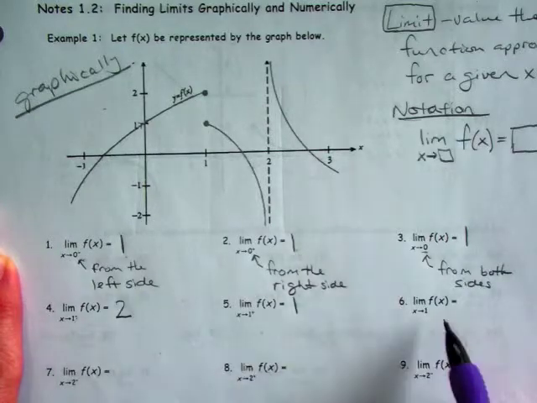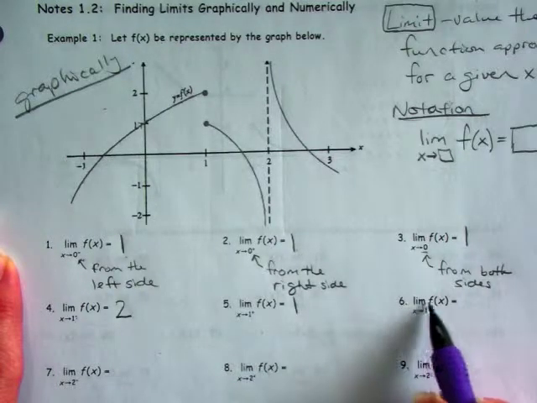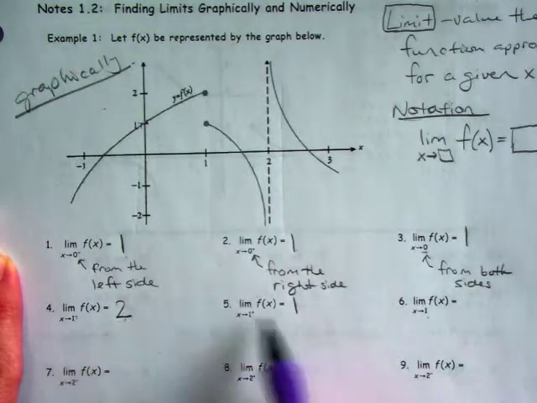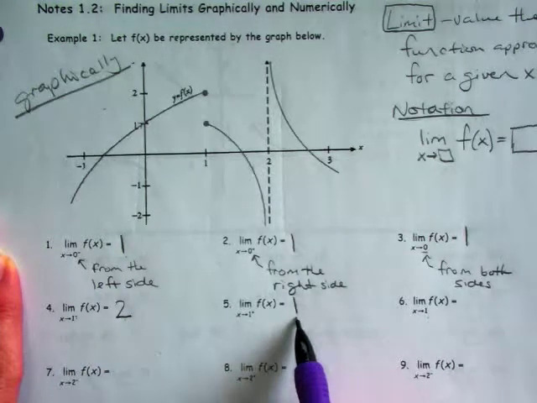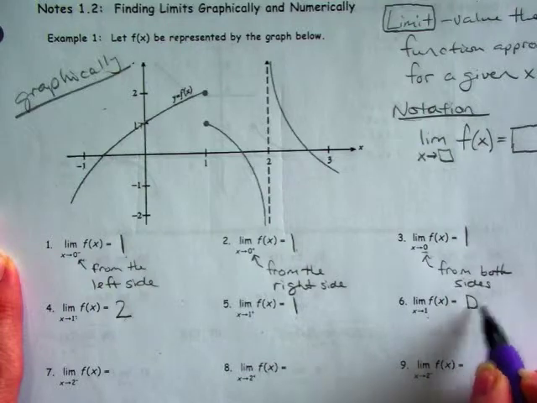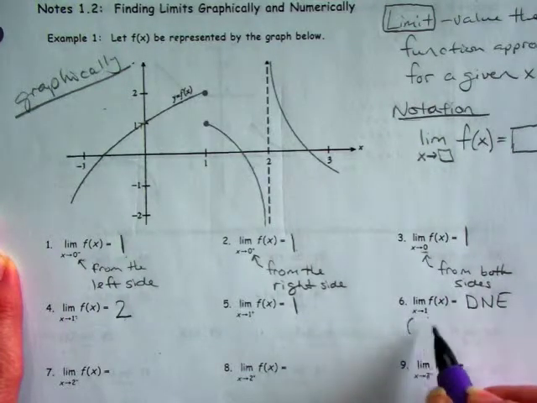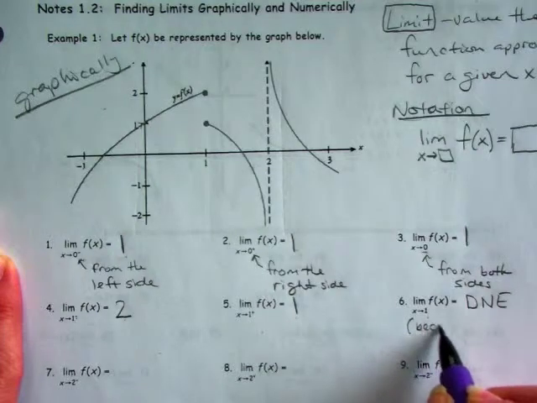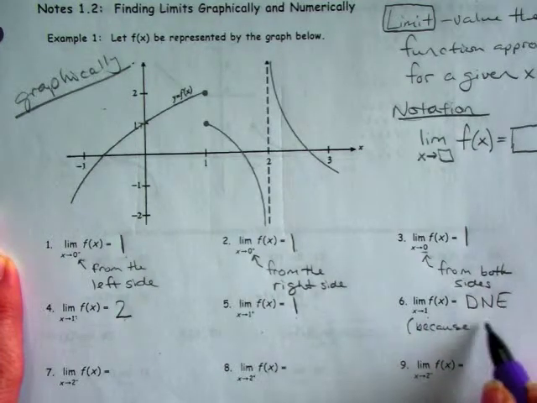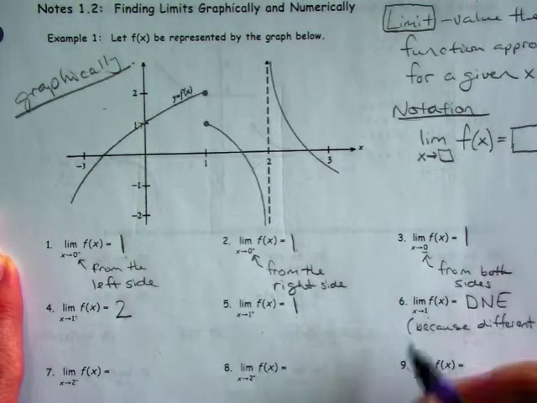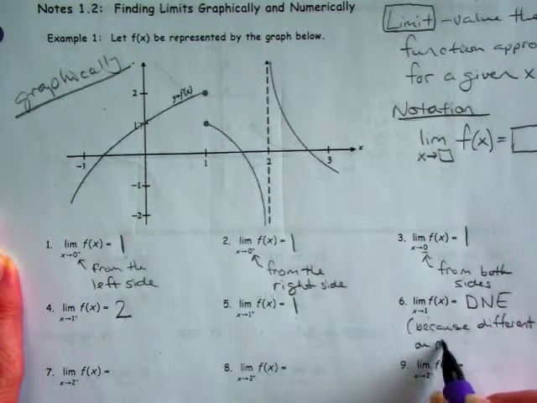When it asks for a limit for the function as it approaches 1, if it's different on the left side and the right side, then the limit does not exist, DNE. Okay? This is because it's different on each side. It's different on the right and left side.